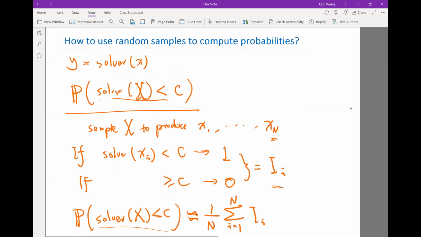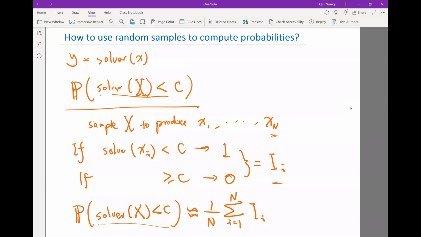So this is basically the most straightforward thing to compute given random inputs. Essentially, I take the distribution of the random inputs, I sample these random inputs to produce n samples and plug all these n samples into my computational code to produce the outputs. And then I characterize the probability using the outputs.